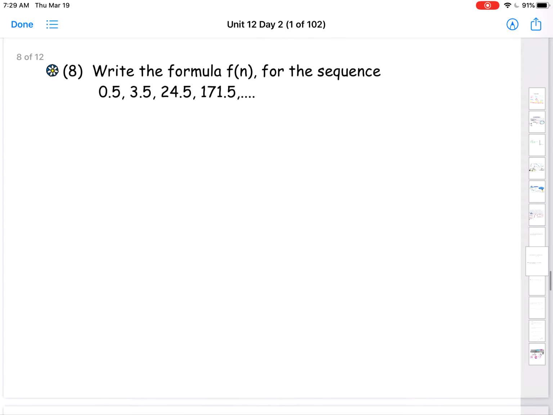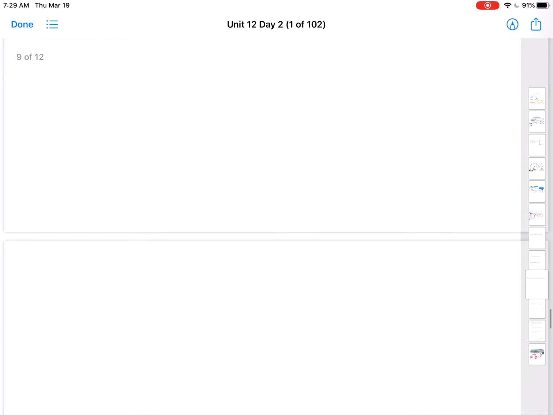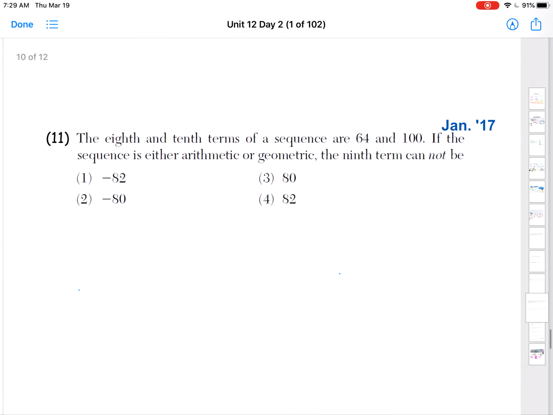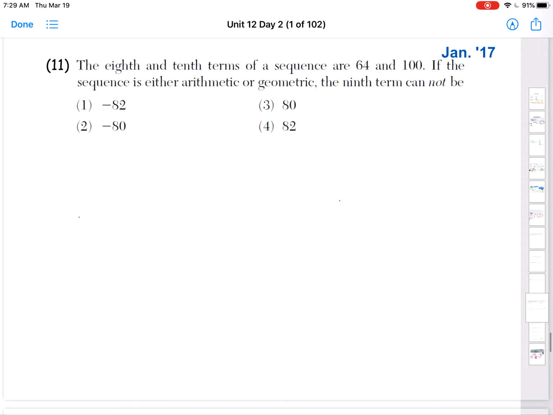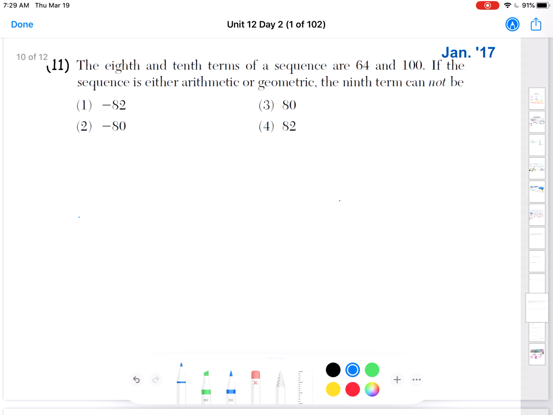And let me just see what else we need to finish. I think we just have one more. You can get the notes, have somebody send you for these other ones. Okay. Last one. Super important question.